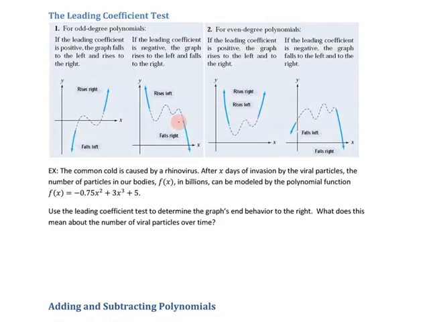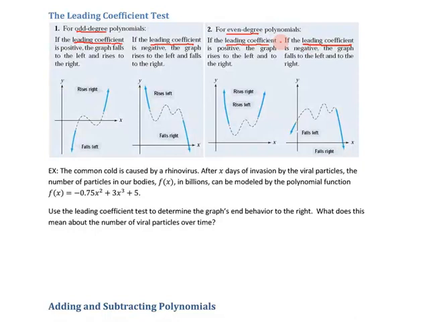It won't bounce back and forth forever. Eventually, it'll always go down when you go far enough to the left, it'll always go up, or one of these other three possibilities. So you've got four different possibilities. And the way that you tell what's going to happen at the ends is by looking at the leading coefficient and the degree of the polynomial. Okay? You check the degree, you check the leading coefficient.